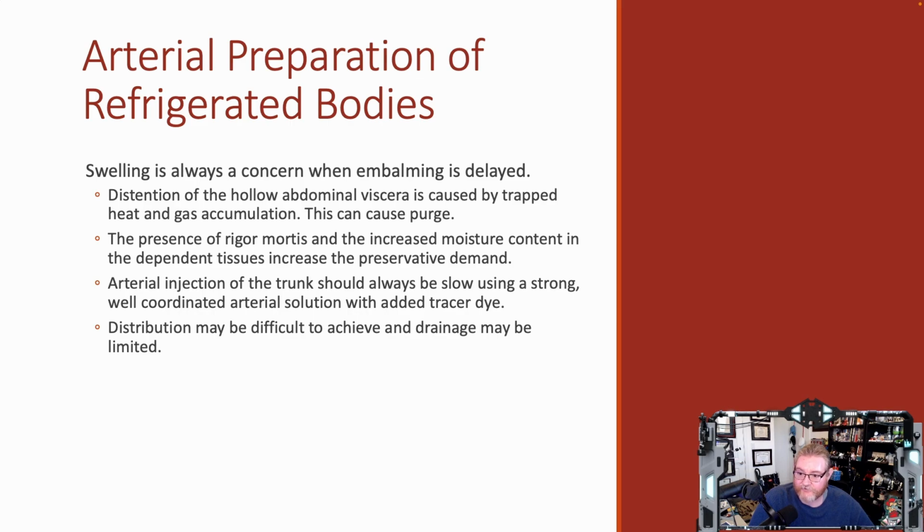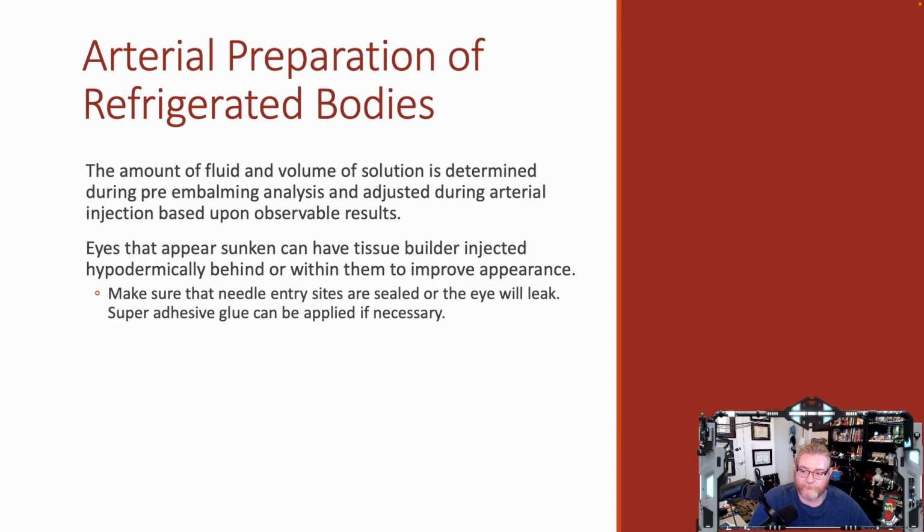This can cause purge. The presence of rigor mortis and the increased moisture content in the dependent tissues increase the preservative demand. Arterial injection of the trunk should always be slow, using a strong, well-coordinated arterial solution with added tracer dye. Distribution may be difficult to achieve and drainage may be limited.